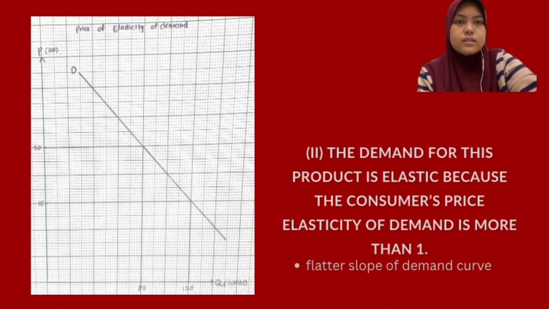So the answer is the demand for this product is elastic because the consumer's price elasticity of demand is more than 1, which is 2. The negative 2, negative is ignored. So based on the graph below, the shape of the demand curve is flatter slope of demand curve. It happens because a change in the price of the goods causes a bigger percentage change in quantity demanded. For example, the product of shampoo.